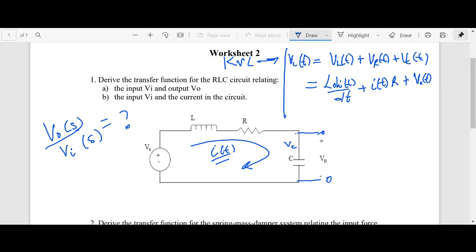Repeat the question, sir. And the Laplace. We are seeking to get an expression, a differential equation that only has two variables, VI and VO. At the moment, we have an expression. I hope you can see that expression.